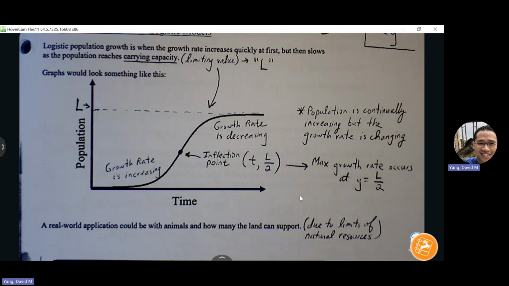A real world application could be with animals and how many the land can support. If there is a limit of natural resources, then that's going to dictate how much the population can max out at.